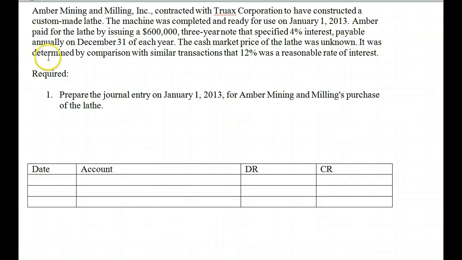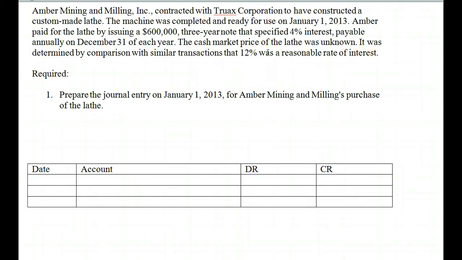Amber paid for the lathe by issuing a $600,000 three-year note that specified 4% interest payable annually on December 31st of each year. So we signed the $600,000 note, and each year we're going to pay interest at 4%. The cash market price of the lathe was unknown. It was determined by comparison with similar transactions that 12% was a reasonable rate of interest.